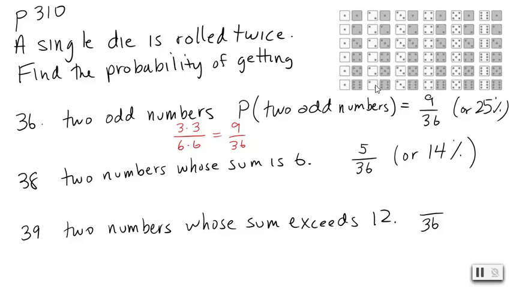Well, these are all too small. That's only 8. The biggest outcome is 12. There are no outcomes whose sum exceeds 12. The best you can do is 12.